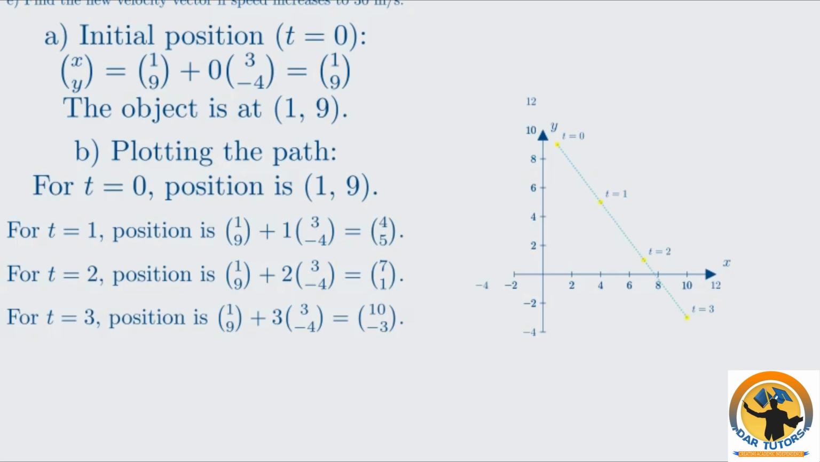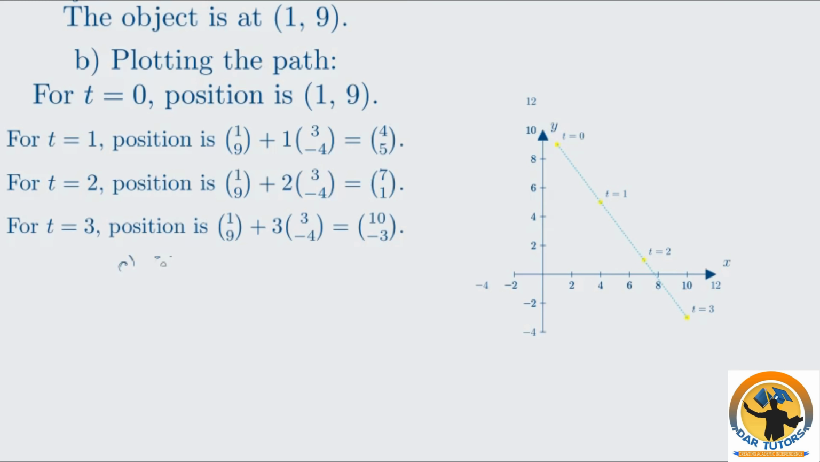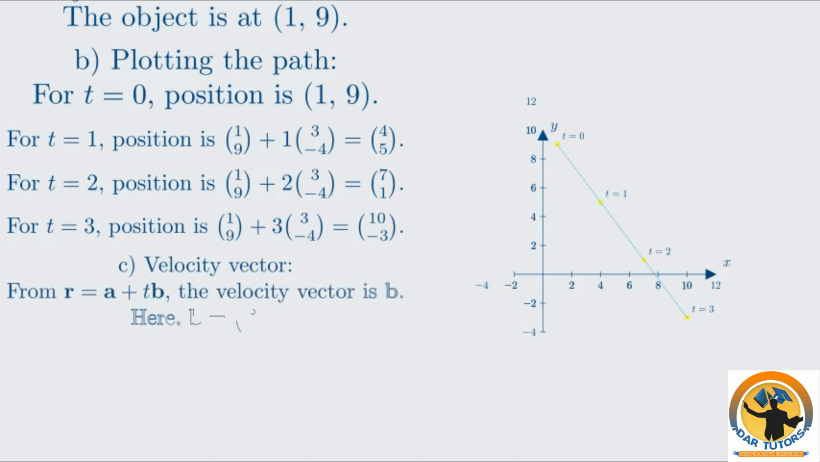Next, part C, the velocity vector. From our general equation r equals a plus tb, we can see that the velocity vector, b, is the vector that is multiplied by t. In this case, the velocity vector is 3, negative 4.